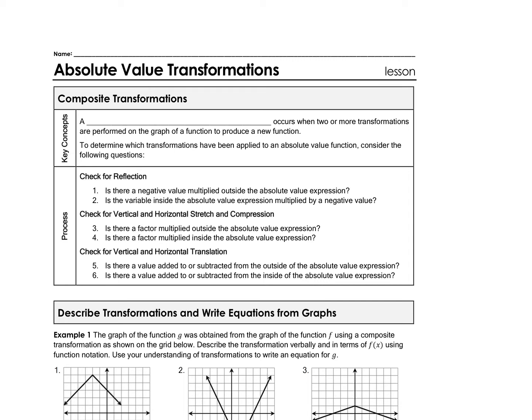Okay, so in this lesson, we're going to be talking about absolute value transformations. So this first part is talking about composite transformations. It says a blank occurs when two or more transformations, meaning it's going left, it's going up, are performed on the graph of a function to produce a new function. This is called a composite transformation.